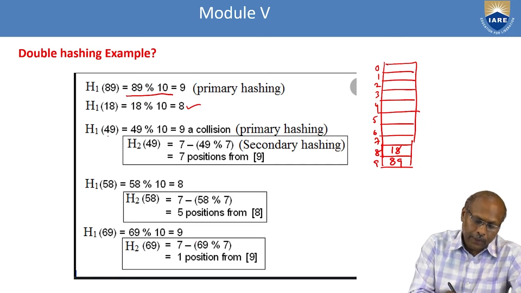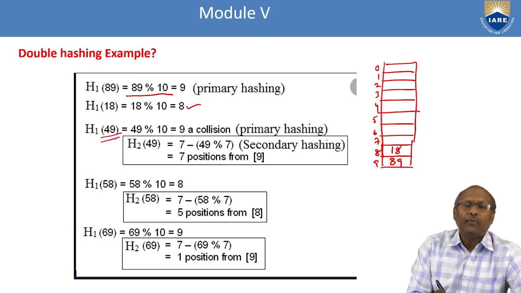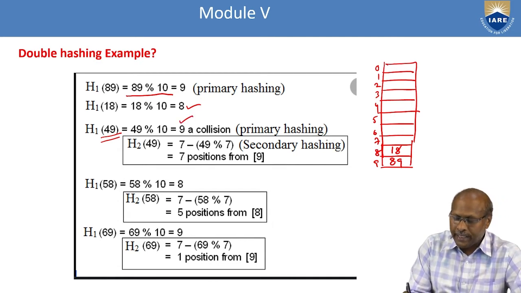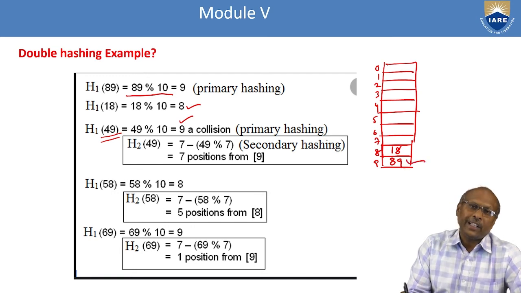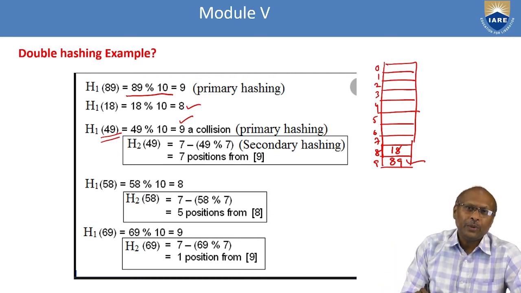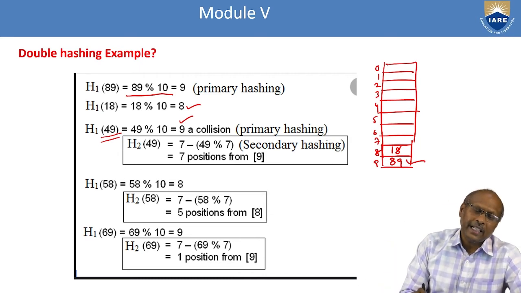Next, H1 of 49. That means when I apply 49 modulus 10, how much did I get? 9. But in the 9th place, data 89 is already there. So that means there is a collision. When a collision occurs, you have to apply the second hash function. So using double hashing, I can resolve the collision.